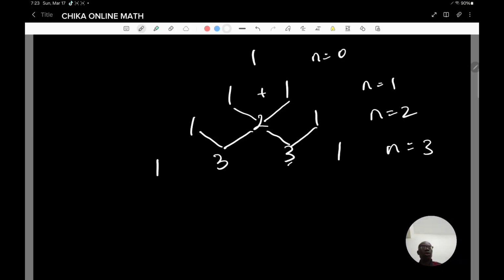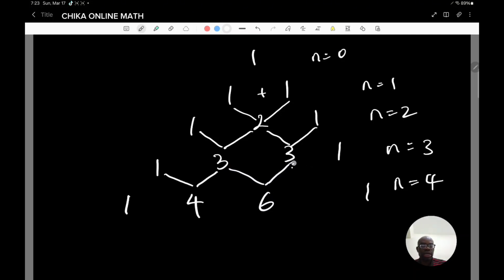So to obtain the coefficients for n equal to 4, what we simply have to do is we start with 1, and we end with 1 to maintain the triangular pattern. Then this 1 plus 3 will give us 4. Then 3 plus 3 will give us 6. Then this 3 plus 1 will give us 4.